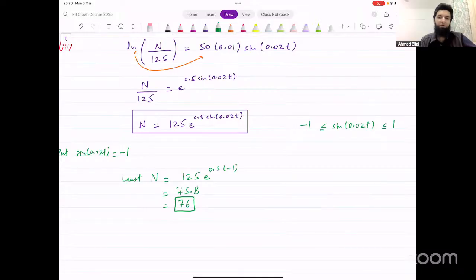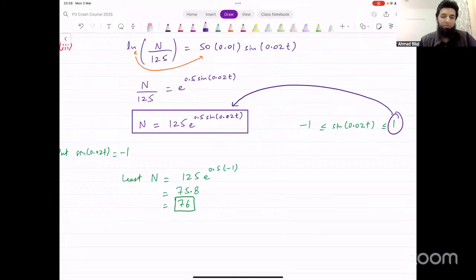Okay, if we were looking for the maximum possible value, what would we do in that case? We would input sine equal to 1 in that case, and that will give us the maximum value, right? So yes, using the derivative is one option, but in this case, that's much less efficient as compared to this.